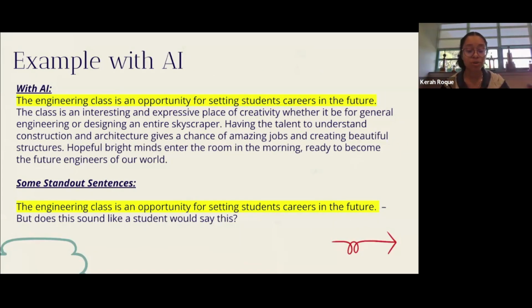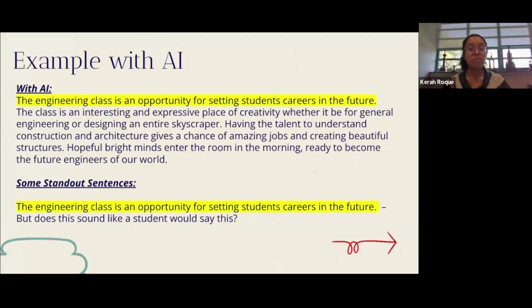The first step toward original writing in this scenario is to pull out what the student feels is the strongest from the artificial intelligence written writing, which is seen here. So I'm going to focus specifically on the topic, the first sentence of this paragraph, because often in consultations, that is where we start in our writing. The engineering class is an opportunity for setting students' careers in the future.